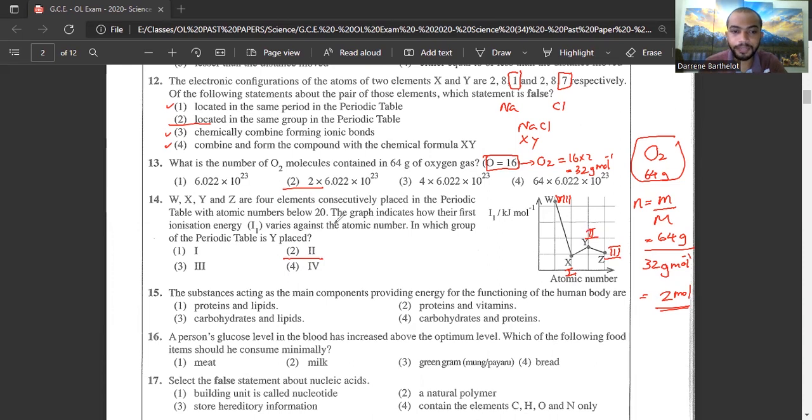Question number 15. The substances acting as the components providing energy for the function of the human body are, right? So normally proteins are there for body growth. Then carbohydrates and lipids are there mainly for providing energy. So the answer should be answer number 3.